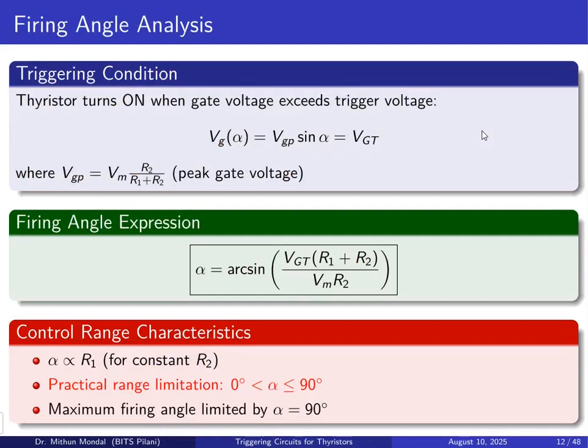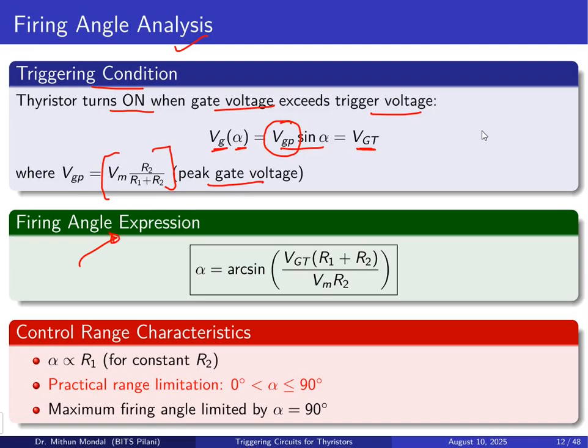So if you do the firing angle analysis, then for the triggering condition, the thyristor will be turned on when the gate voltage exceeds the trigger voltage. So here we have Vg as a function of alpha, which is equal to Vgp sin alpha, should be equal to the trigger value. And this value of the gate voltage, which is the maximum voltage, can be obtained from the resistors as well as the maximum value of the voltage. So this is the peak gate voltage.